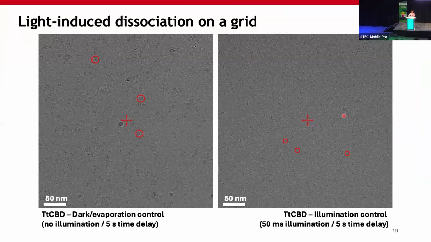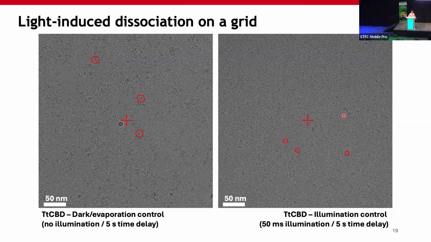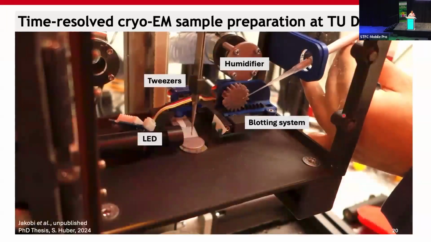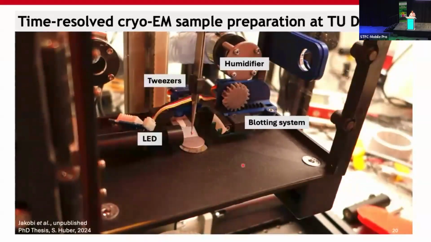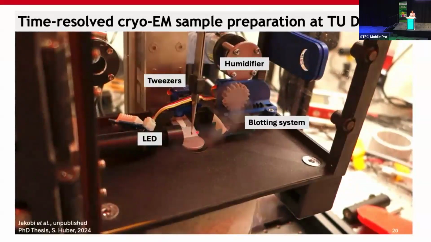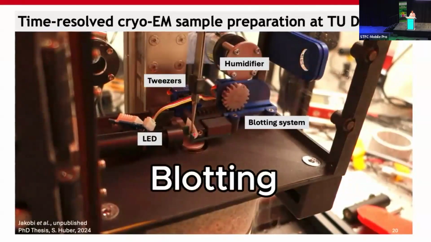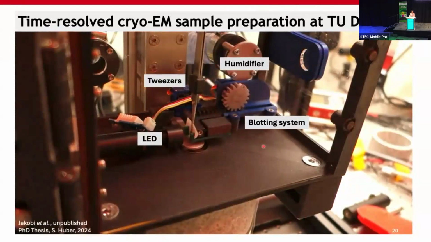So once we knew we could do this, we switched to time-resolved sample preparation, which we did at TU Delft in the laboratory of Arjen Jakobi, where they have a custom plunger that can use light activation. So here you can see the sample preparation process. This is the sample loaded onto a grid on the tip of a tweezer. And then there will be blotting to remove the excess liquid. And once you have this very thin film of protein, the trigger will be an LED flash. And after the flash, there will be a small time delay and then plunging.